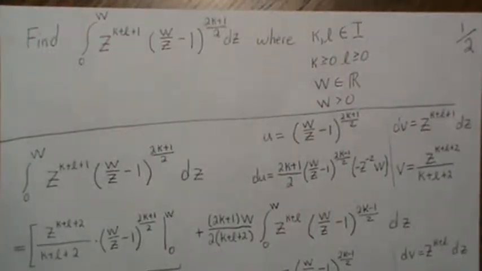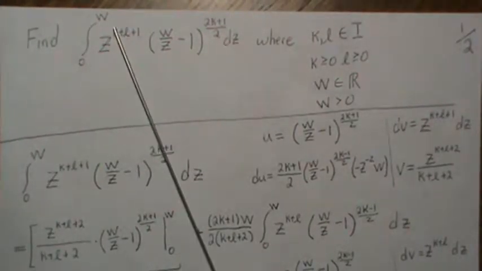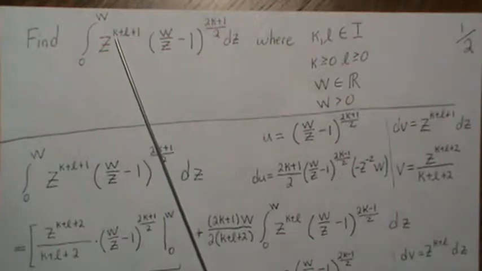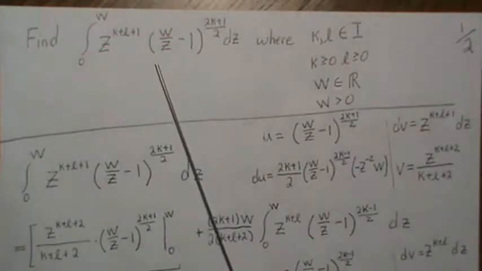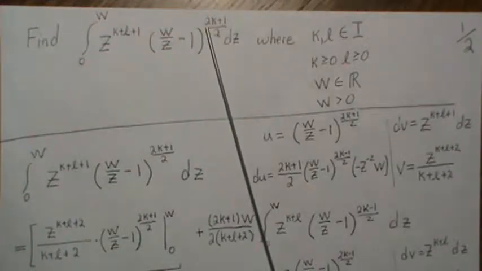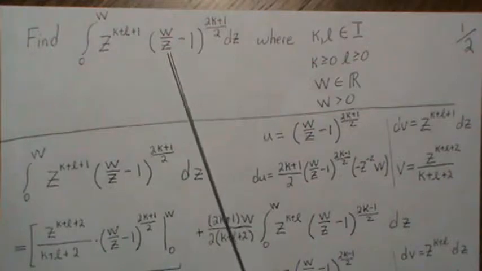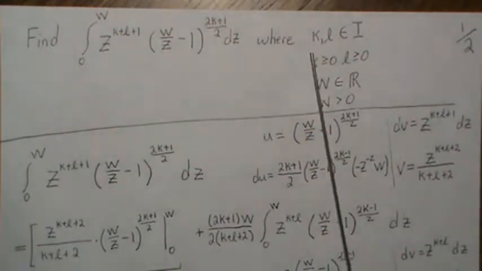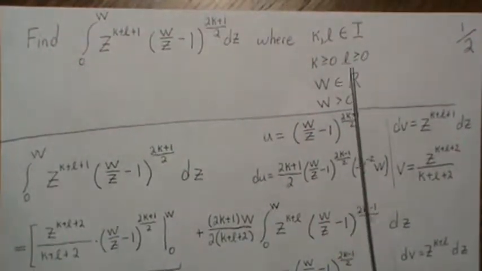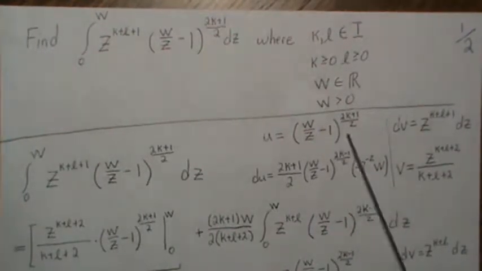Hello, in this video we're going to derive another integral, and here we're going to go from 0 to w of z raised to the k plus l plus 1 times w over z minus 1 raised to the k plus 1 over 2. And we're going to live in the z world, so it's dz. K and l are positive integers. W is a positive real number.